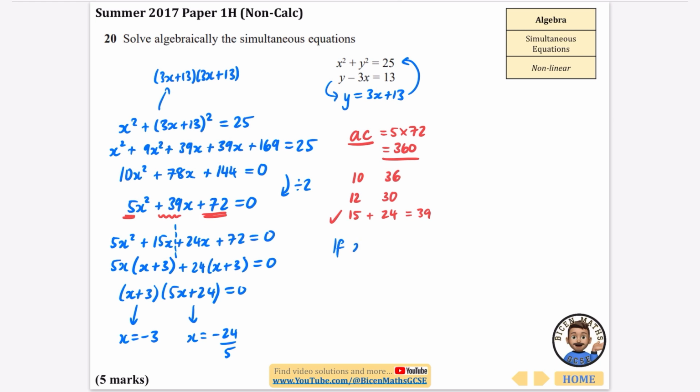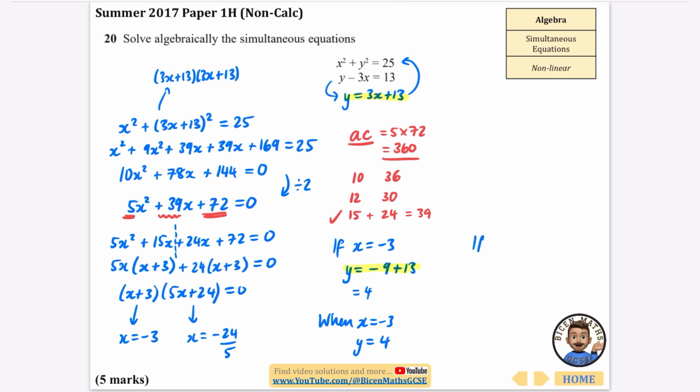So if x is equal to minus 3, I'm going to use this one that we've got here to find out what y is equal to. y would be equal to 3 times minus 3, which is minus 9, plus 13. So what I'm doing here in that yellow is connected to the yellow one at the top. And minus 9 plus 13 is 4. So we get, when x equals minus 3, y equals 4.